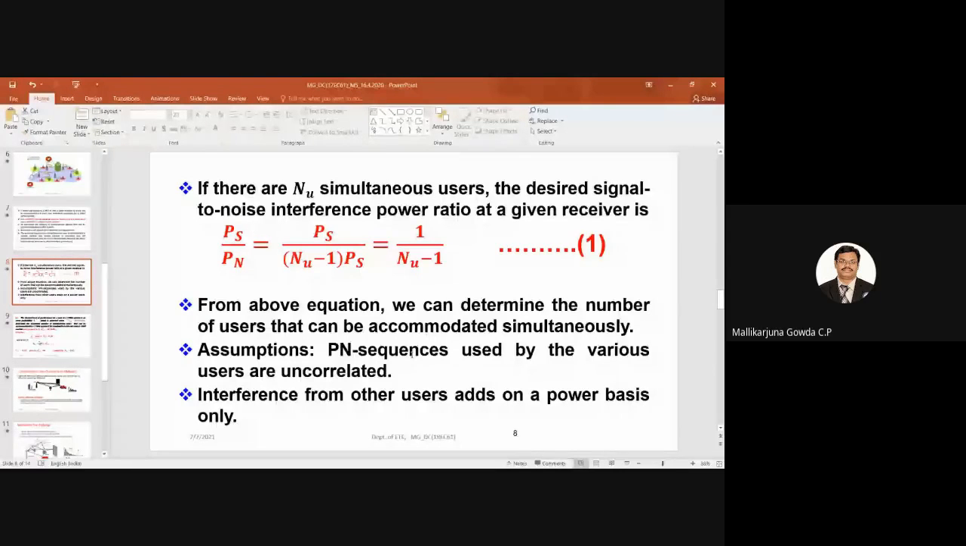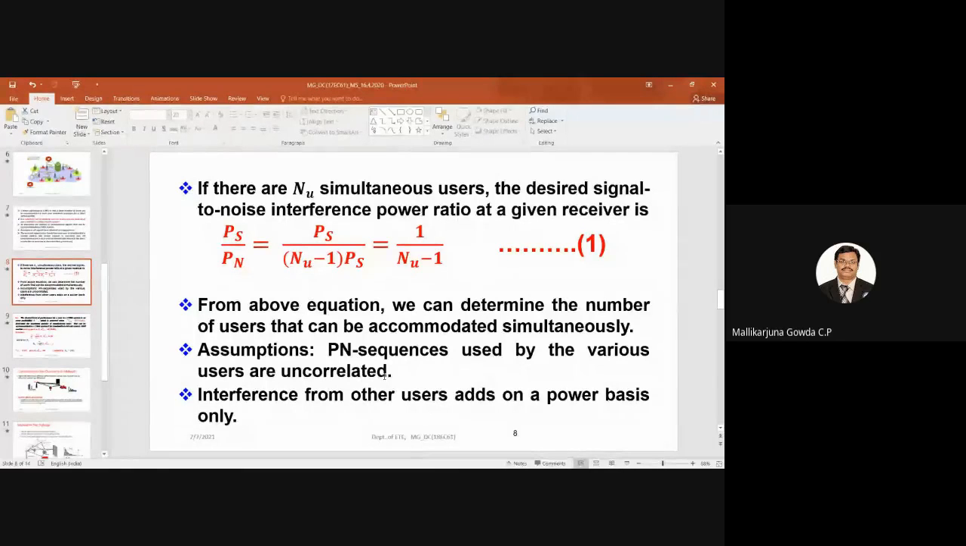So here let us assume that the pseudo-noise sequences used by the various users are uncorrelated. If there is a correlation, that is a different thing. If they are uncorrelated, let us see what that gives. So interference from other users adds on a power basis only. These are the two assumptions which we are making here. One is that the pseudo-noise sequences used by the various users are uncorrelated. And the second is that the interference from other users adds on a power basis only.